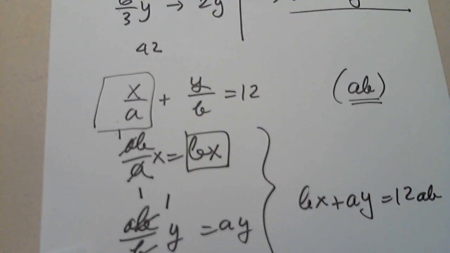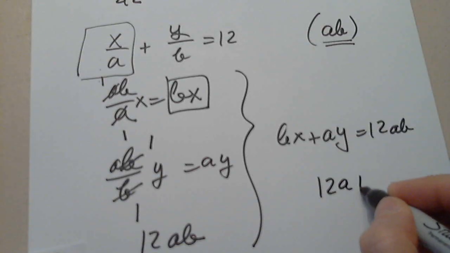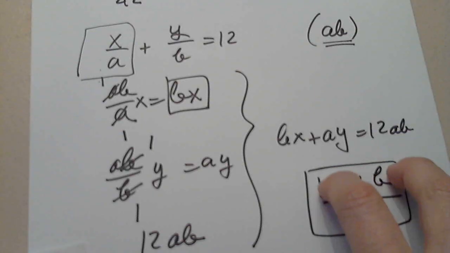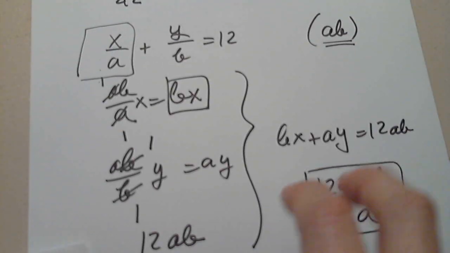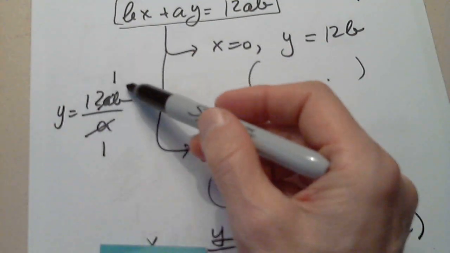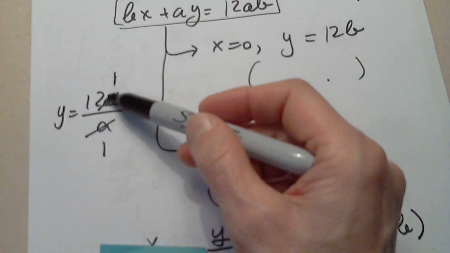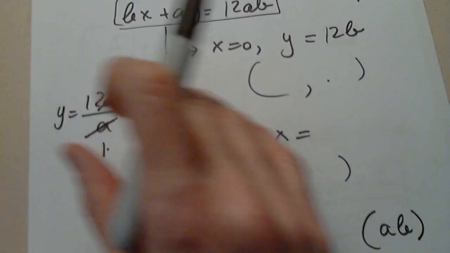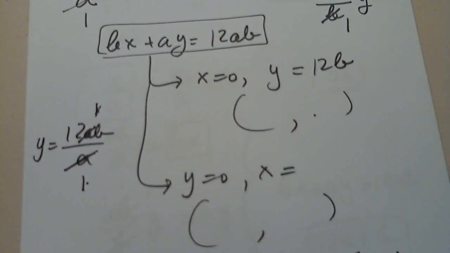Just remember, if I had this situation, 12a plus b divided by a, this is carved in stone because these are terms. They're not factors. Here, you cannot simplify anything. But here I can because I'm dividing the numerator by a, so a goes away. I'm dividing the denominator by a, so the result is 12b. Good. So then what is the y-intercept? 0, 12b. Exactly.